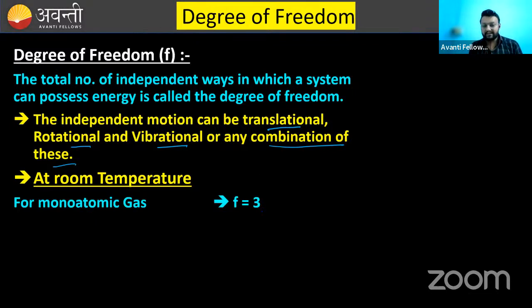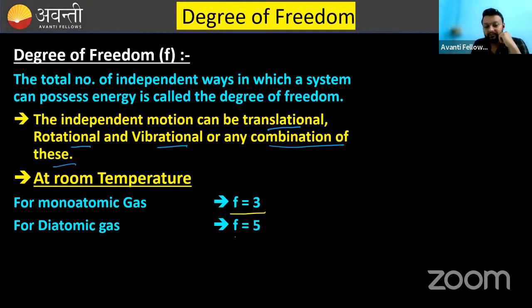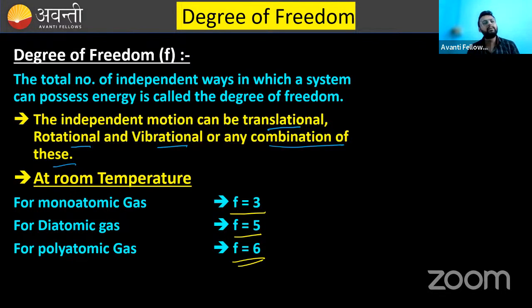So for monoatomic gas, degrees of freedom are three. You need to remember this. For diatomic gas, degrees of freedom are five. And for polyatomic gas, degrees of freedom are six. I'm talking about these values at room temperature, and most of the time, room temperature is given. They deal with the room temperature things. So you should remember these values first of all.